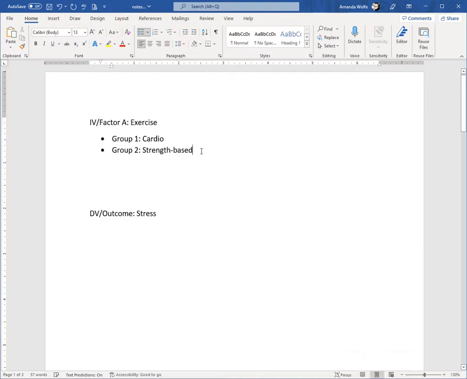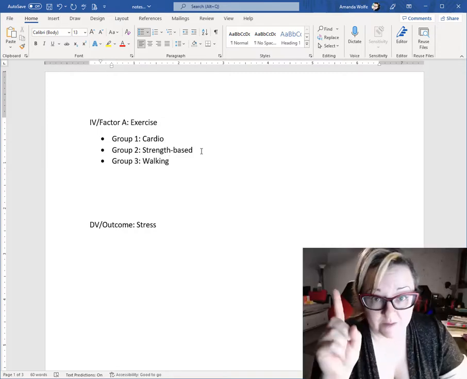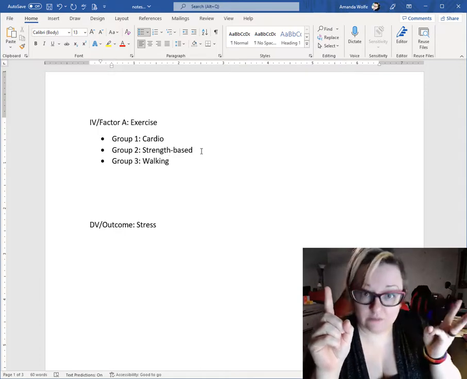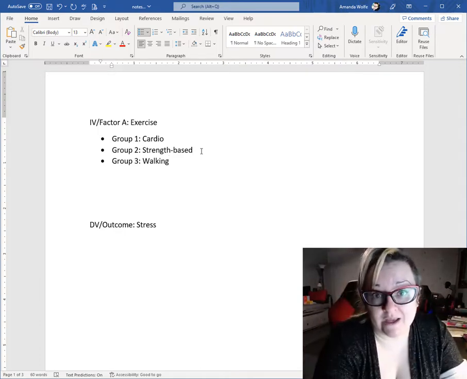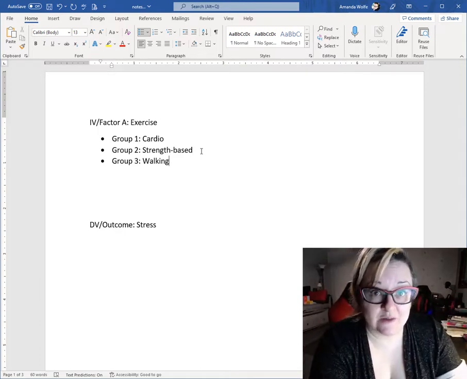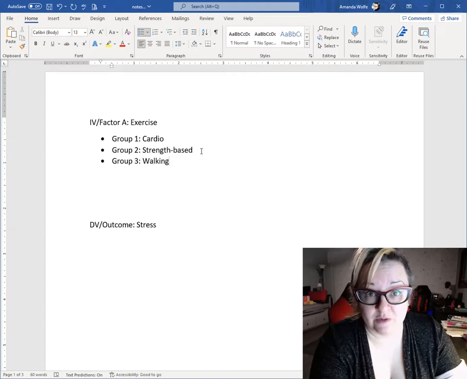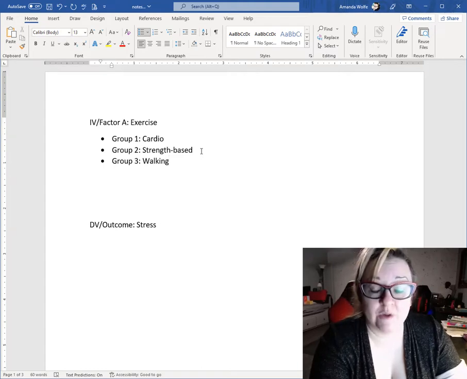t-test. If we add a third group and we have that third group just be walking, now that we've added a third group, we've changed what statistical test this is. If there's just one variable that has three levels or three groups, that would be a one-way ANOVA. So what's on the screen right now is a one-way ANOVA. You've got one variable, exercise, that has three levels, which makes up the three groups, and we're just measuring one outcome, and that's stress. So as it stands now, this would be a one-way ANOVA.